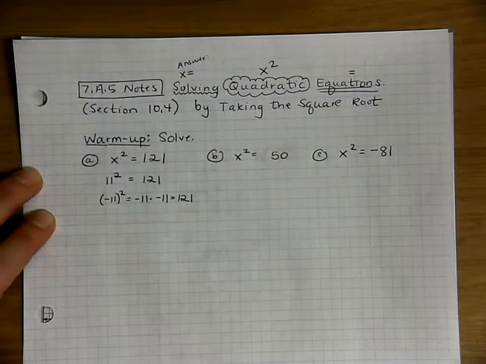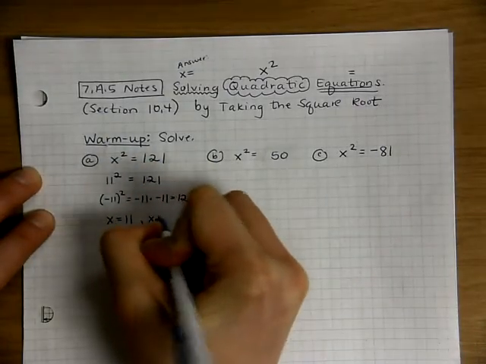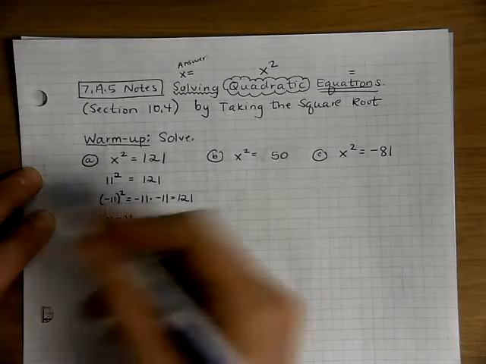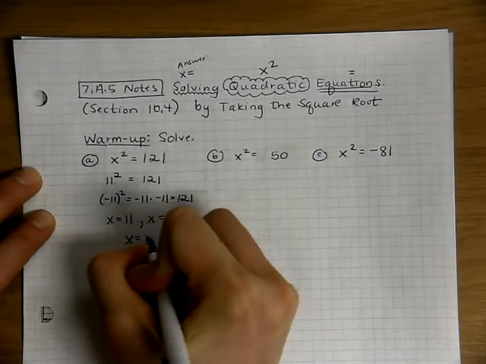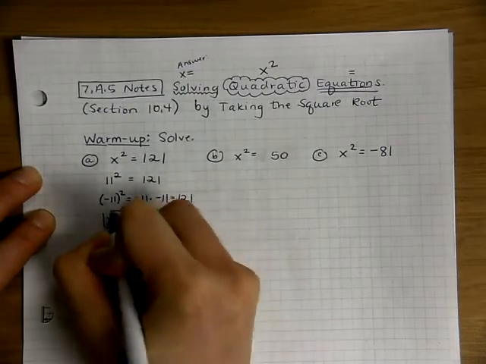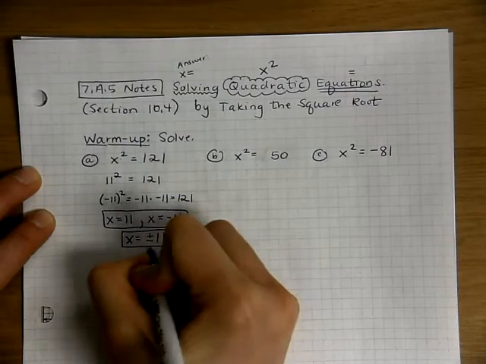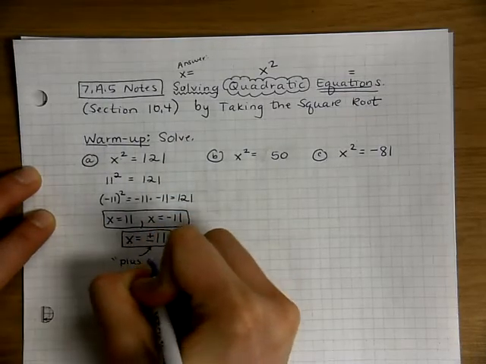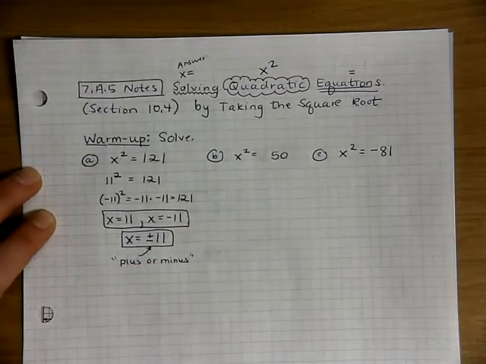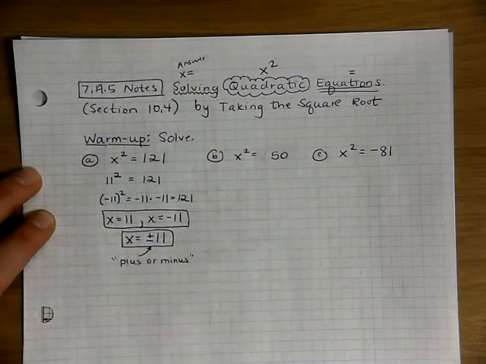So for our answer here, we get two answers. We get x equals 11 and x equals negative 11. And there's actually a shorter way to write this. You're going to start seeing x equals plus or minus 11. So here's one way to write your answer, and here is another way. This is called plus or minus, and you're going to be seeing a lot of that now. It's essentially saying you have two situations, either positive 11 or negative 11, but it's a shorter way to write this.